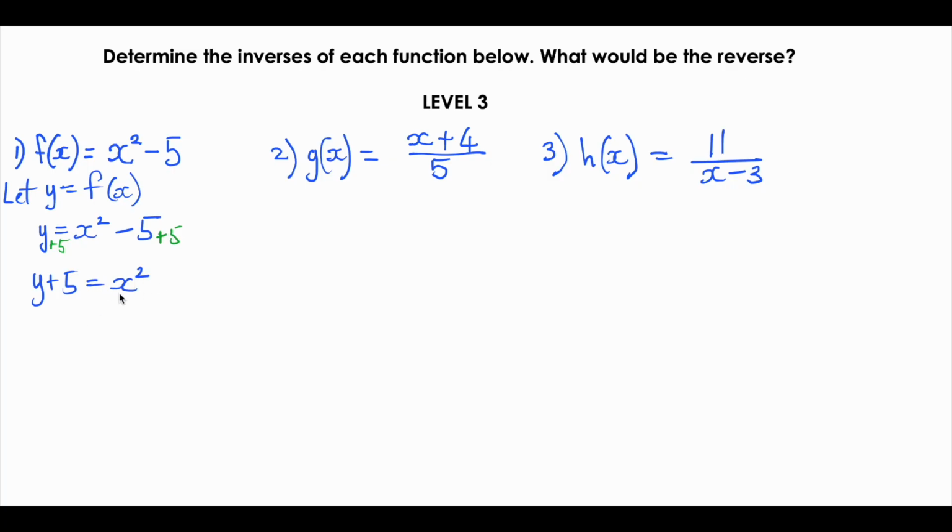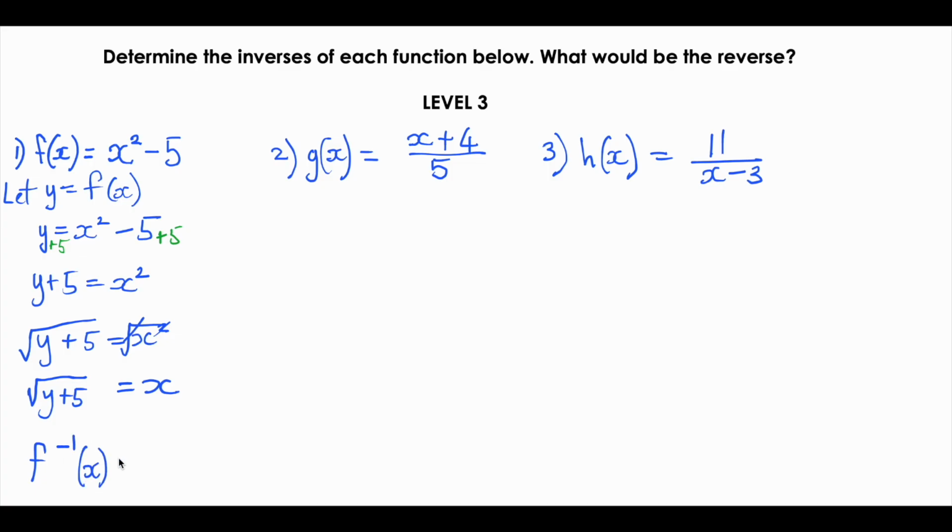Okay? So now, what's the opposite of x squared? What do we do to find the opposite of x squared? Square root. So we square root x squared. So this will cancel out, and we'll be left with the square root of y plus 5 is equal to x. So therefore, we can substitute back our interchange. So the inverse would be equal to the square root of x plus 5. Make sense? Yeah.